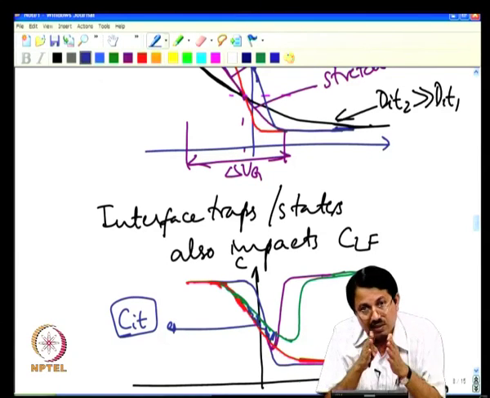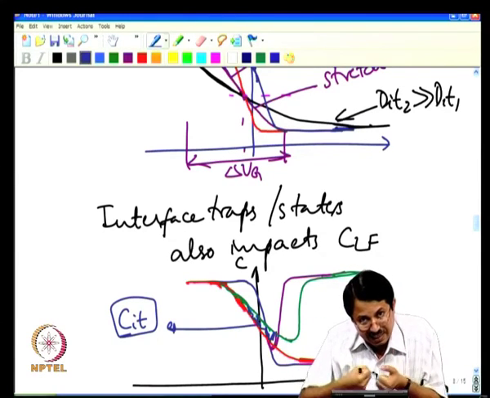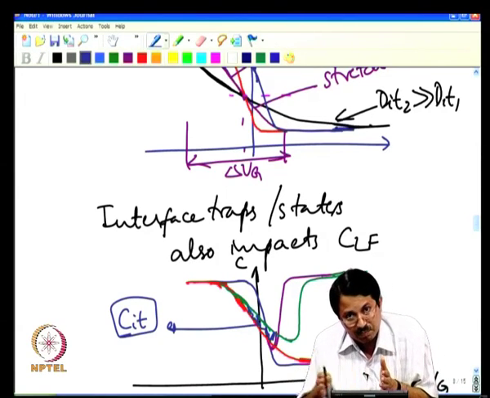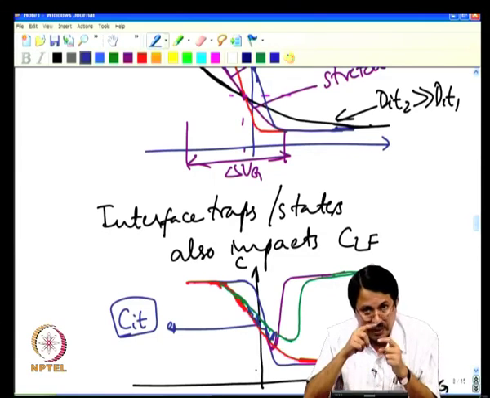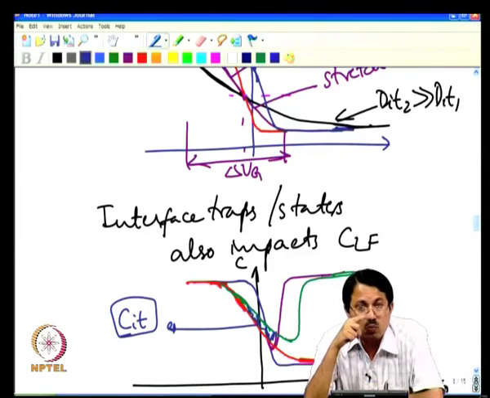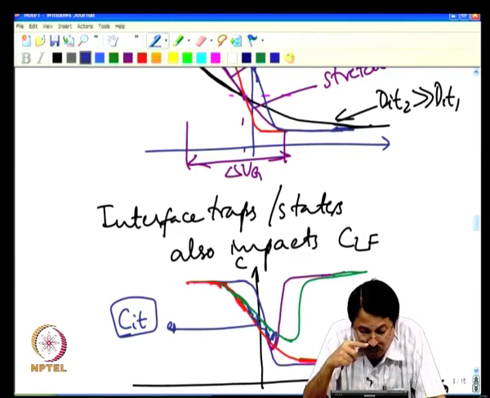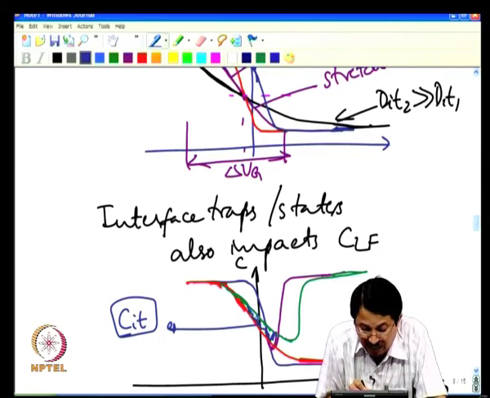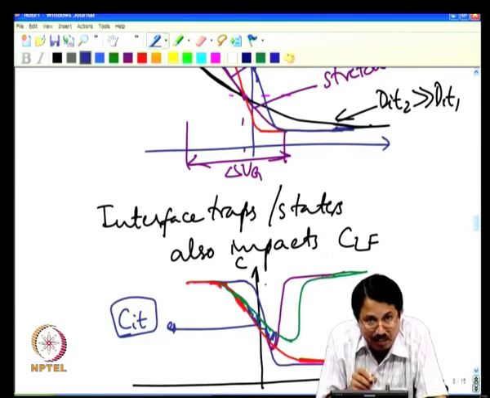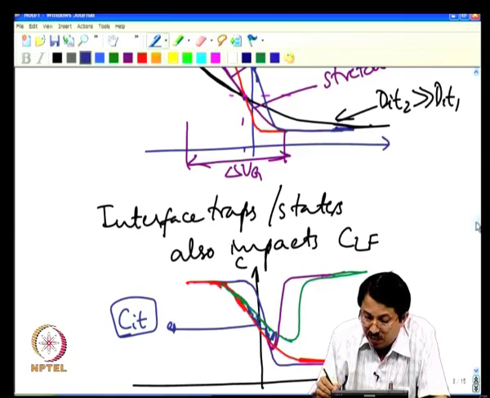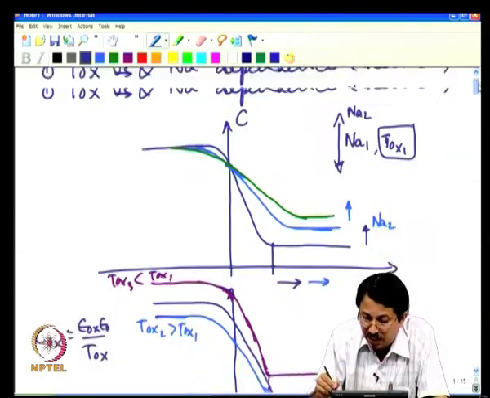And because I am doing a slow step, the stretch out is responding to the slow variation, the slow ramp that I have. But at any gate voltage, my measurement frequency is either too fast or too slow. So for that measurement frequency, only when it is low frequency do I have higher capacitance. At high frequency I do not see that capacitance due to interface traps, because the frequency is too fast. Okay. So let us just recap then what we discussed.